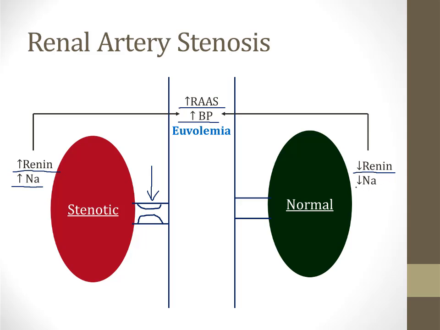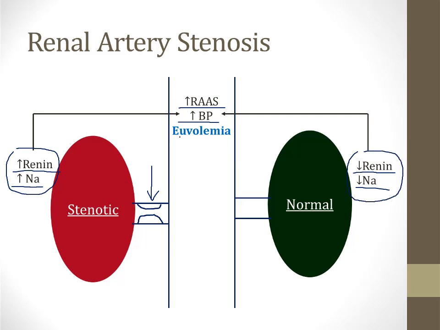In other words, it will try to lower the plasma sodium level. This is called pressure natriuresis. It's an autoregulatory mechanism of the kidney. So we therefore have a situation where one kidney is releasing more renin and holding on to salt and water. The other kidney is releasing decreased renin and excreting more salt and water.